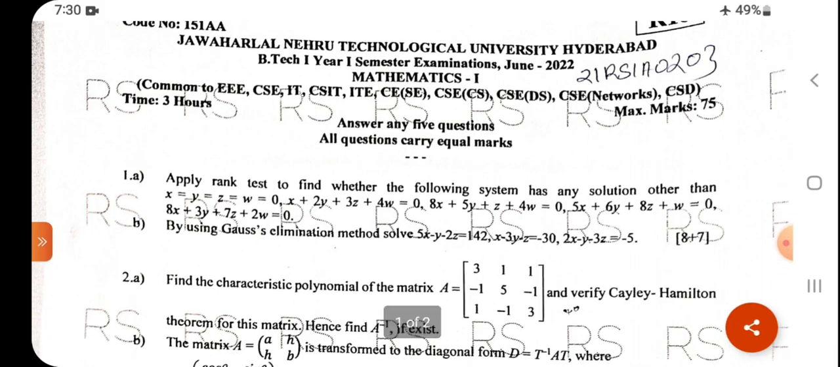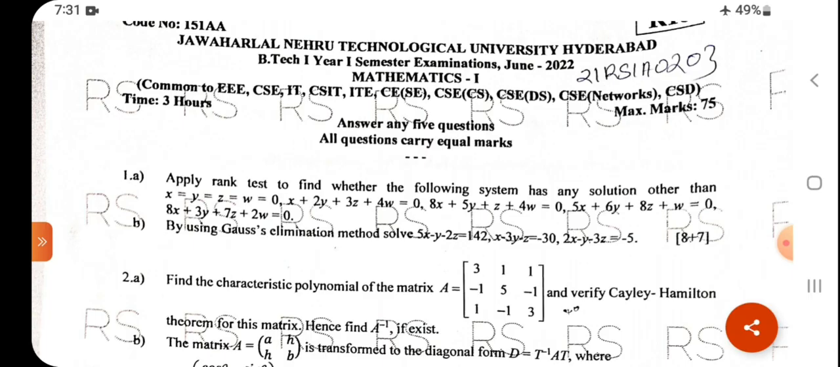So the pattern is COVID pattern, 8 questions and you are answering 5. The first A bit, apply the rank test. Generally we don't have any rank test here. They are simply giving some equations and asking to apply the rank test to find whether the following system has any solution other than x, y, z, w equal to 0. You forget about x, y, z, w equal to 0. The remaining equations are given here.